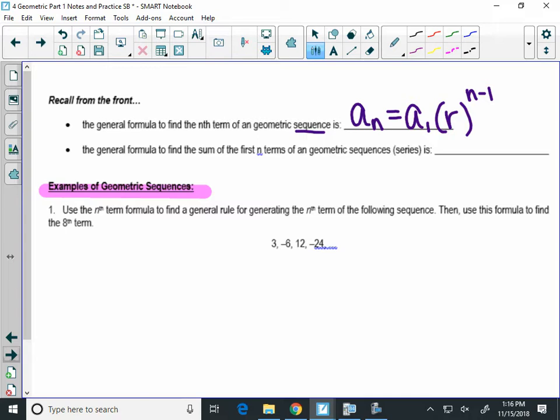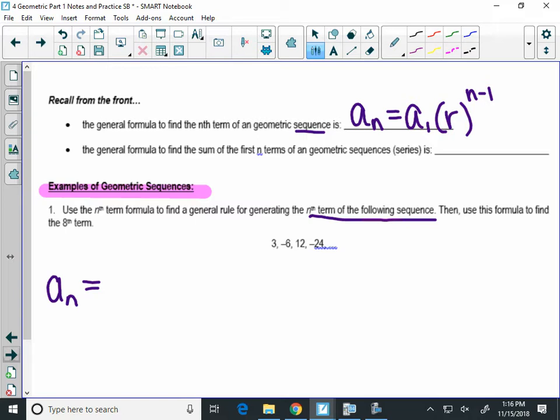So it says use the formula to find a rule for finding the nth term of this sequence. So we're writing an equation. We've done that. You did that on your quiz today for arithmetic. Then we're going to find what the nth term is. So if I'm using this formula and I'm just coming up with an equation for the sequence, I'm going to write a sub n equals. We want a formula a sub n equals something.